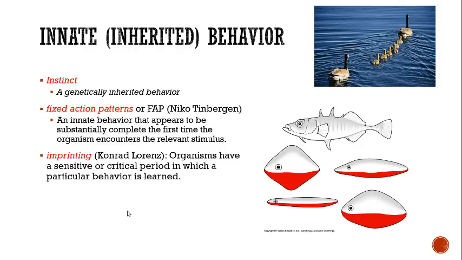Here we see two examples of instinct, or two examples of innate behaviors. One is called a fixed action pattern, and two is called imprinting. A fixed action pattern is a behavior that is complete the first time the organism encounters the stimulus. So the organism doesn't learn to have this behavior. The first time that the organism sees a stimulus, this behavior is automatically performed. So it's a classic example of instinct.